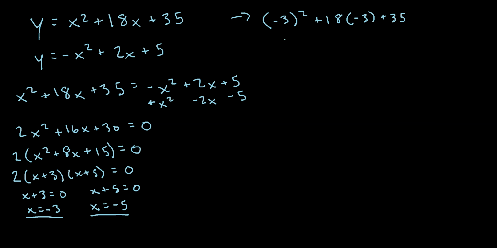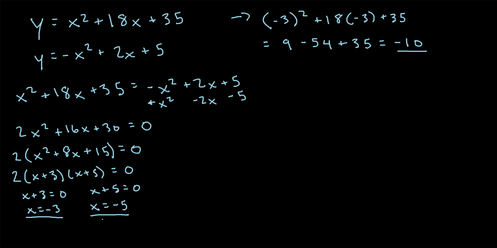So negative 3 squared, that's 9. 18 times negative 3, that's negative 54. And then we have plus 35. So 9 minus 54 plus 35, that turns out to be negative 10. So that would be the y value that corresponds to this x value of negative 3.